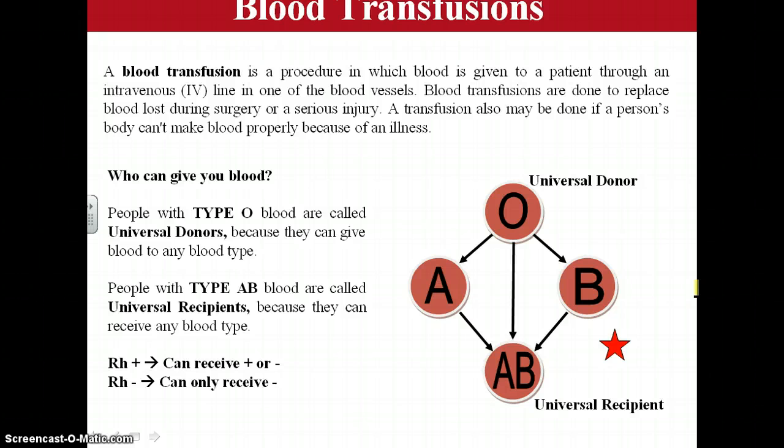There's also a factor that we're going to go into in the next couple of slides called the Rh factor. So you can be Rh positive or Rh negative, which is where the AB positive or O negative comes from.